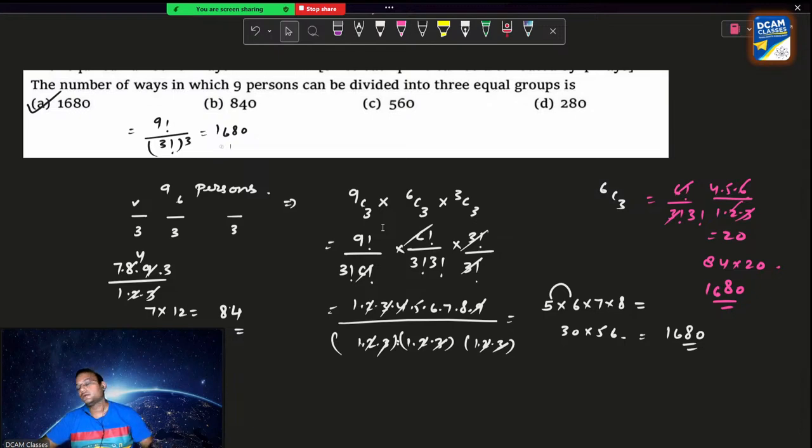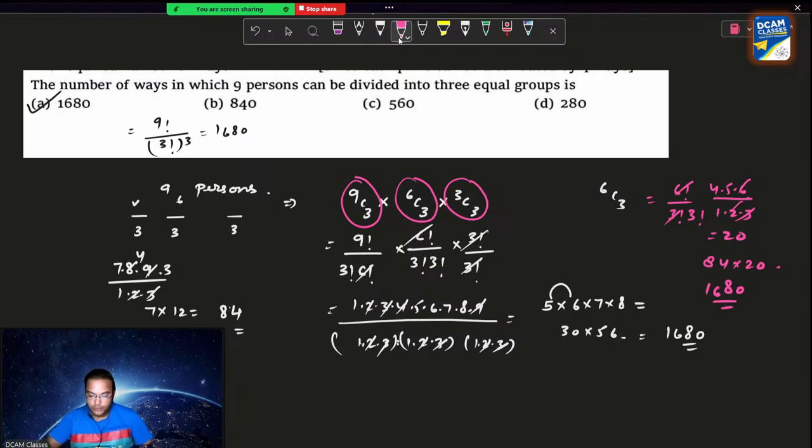You understood or not? Yes, sir. Because Haripriya solved it the right way. Kanishka, you understood or not? Yes, sir, I did. Dividing into the groups.